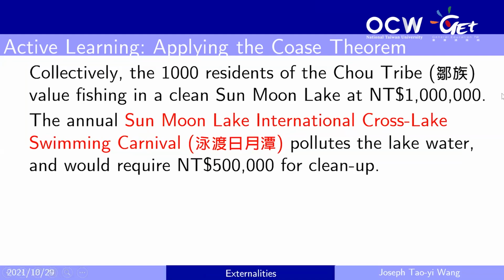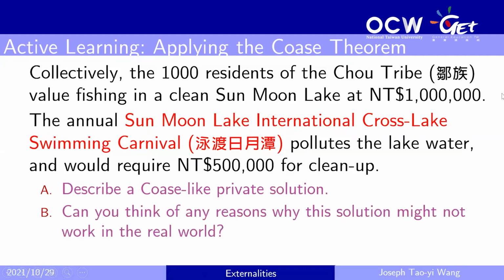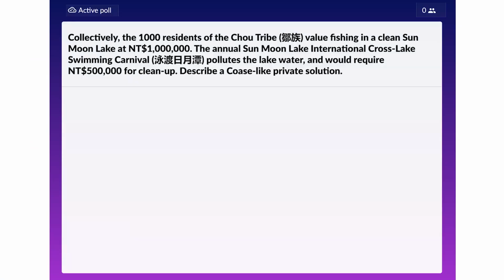So the first question is, can you describe a Coase-like private solution to solve this issue? And then you can think about what are the possible reasons why this solution might not work in the real world. Okay, so first, describe a Coase-like private solution. This is not a test, so you can type in your proposal here. So there's 1,000 residents of the Zhou tribe. They value fishing in a clean Sun Moon Lake at 1 million NT dollars. This annual event would pollute the lake water and would require 500,000 NT dollars for cleanup.